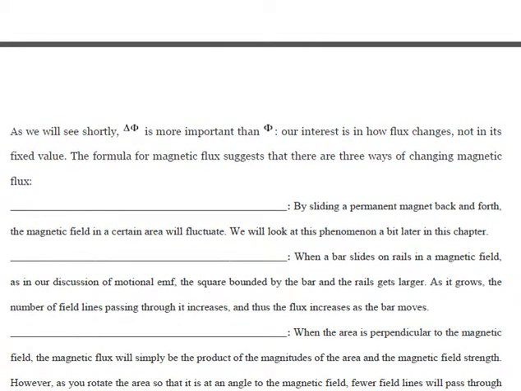Alright, so we'll see in a second when we develop some equations later on that a change in magnetic flux, so delta phi, is actually more important than just knowing what phi is. So our interest is going to be in how flux changes, not in some certain value at some certain point in time. So the formula that we have for magnetic flux suggests that there's three ways that we can change it. So the first way would be changing the magnetic field strength.